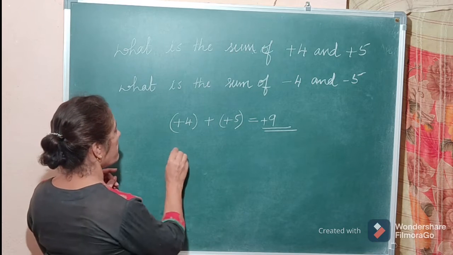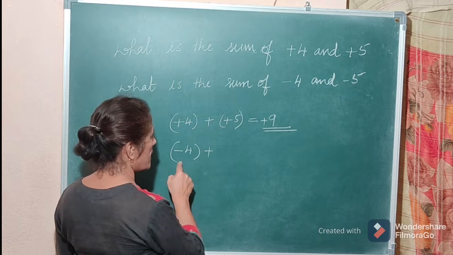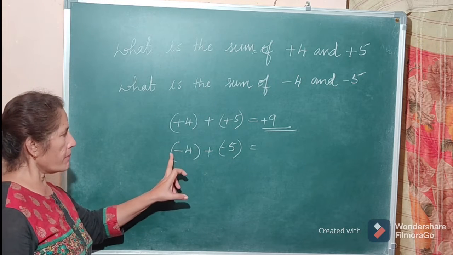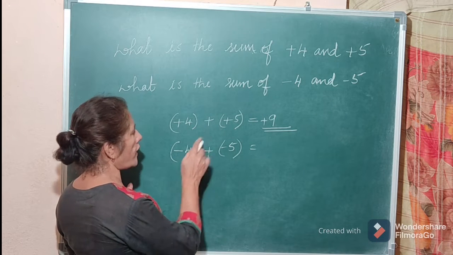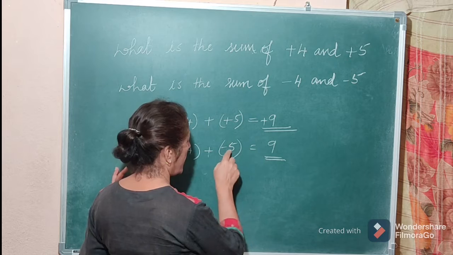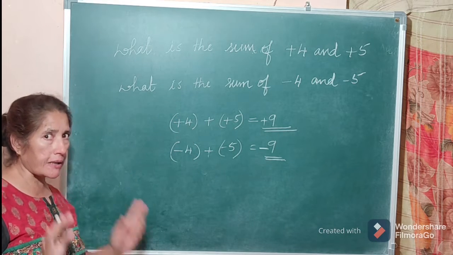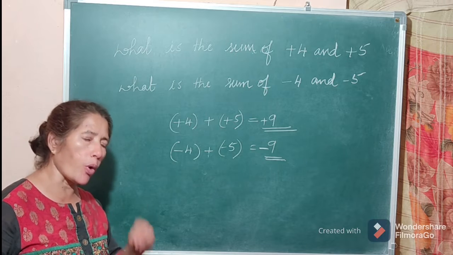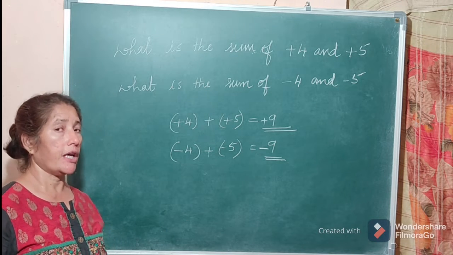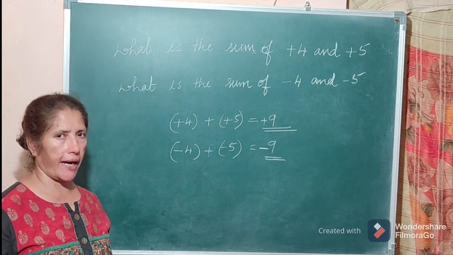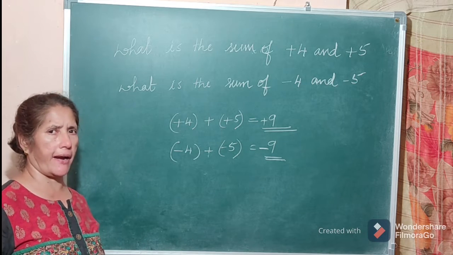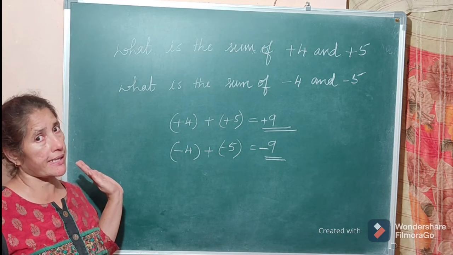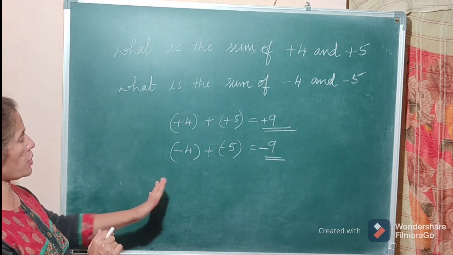When you add -4 with -5, again you have to add. You are adding -4 with -5, again you add 4 and 5. How much? 9. But the sign is minus. Listen properly. When you add both positive numbers, you have to add. When you add both negative numbers, you have to add. But for both positive, you have to put a plus sign. For both negative, you have to put a minus sign. Is it clear? Yes.